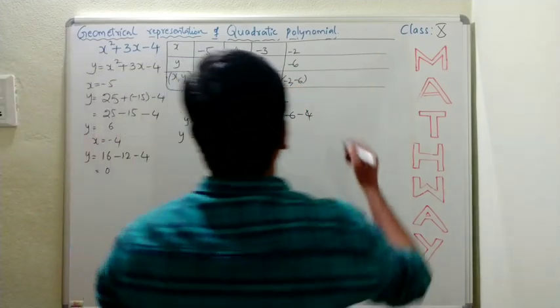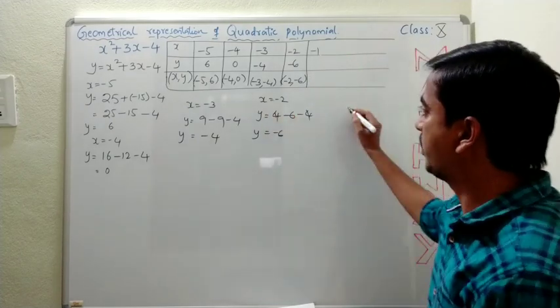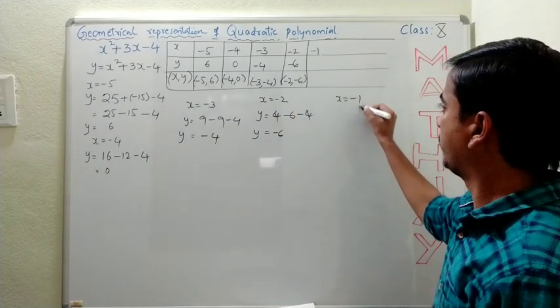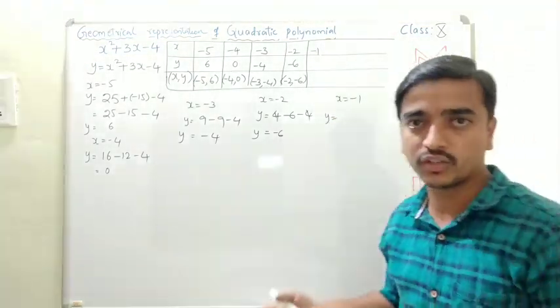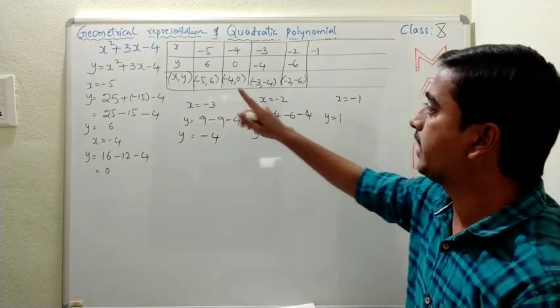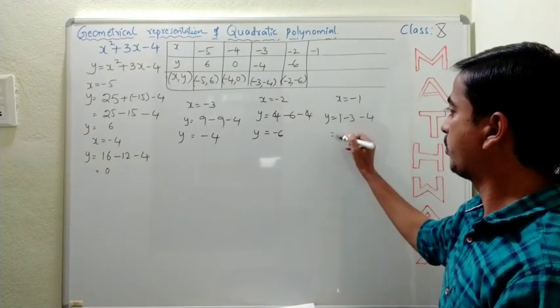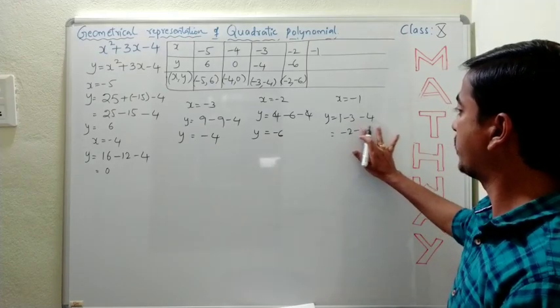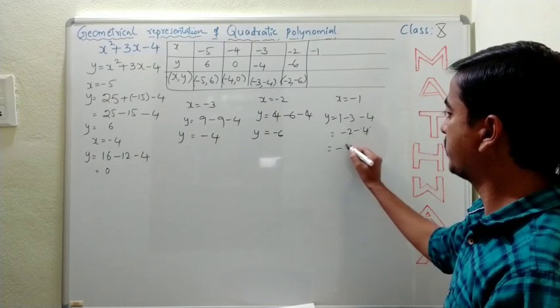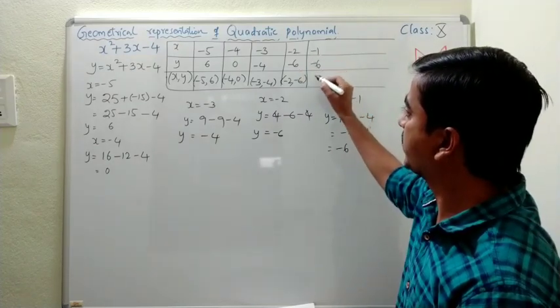The same way, substitute minus 1. So when we put minus 1, we get x square, it means minus 1 square. Minus 1 square is 1 and 3 into minus 1 is minus 3. Minus 4. 1 minus 3 is minus 2, minus 2 and minus 4, minus 2 minus 4 is minus 6. So when x equals minus 1, the y coordinate is minus 6.